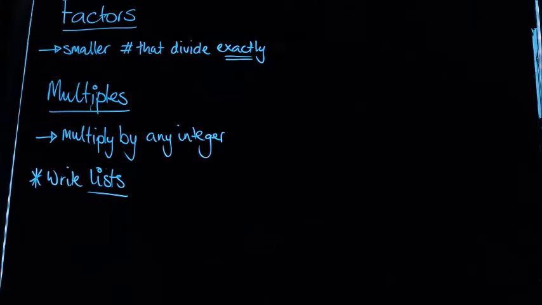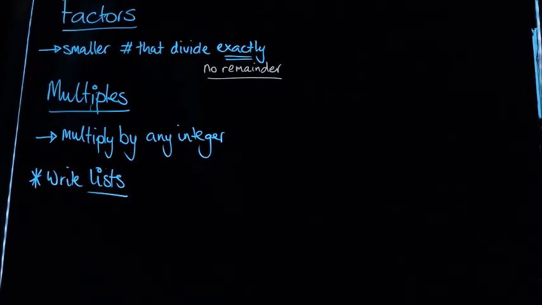Okay, to start this video, I've written out a couple of things and I'd like you to write them on your page as well. And we're working with factors and multiples. And factors are the smaller numbers that divide exactly into the number that you're working on. So if we're using that word exactly, we're saying no remainder. There's nothing left over. That's important.